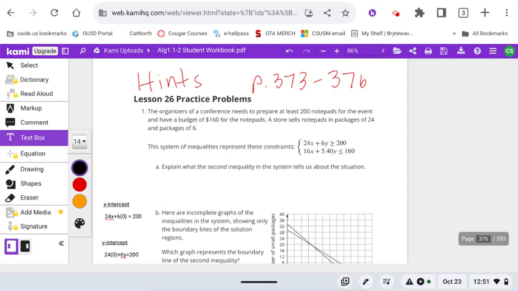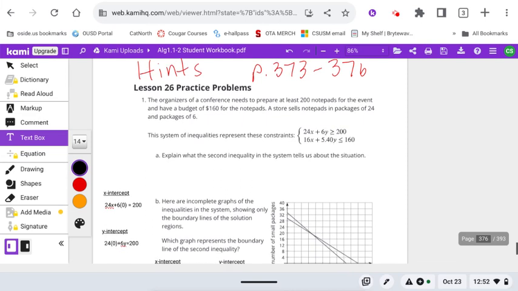Right, we're looking at the Lesson 26 practice problems from Illustrative Mathematics Algebra 1. This is on page 373 to 376 of your student workbook. We're going to go through and just do a couple hints on these. As always, you should be practicing homework independently at home to make sure you understood the lesson and come to class the next day to give questions to your teacher.